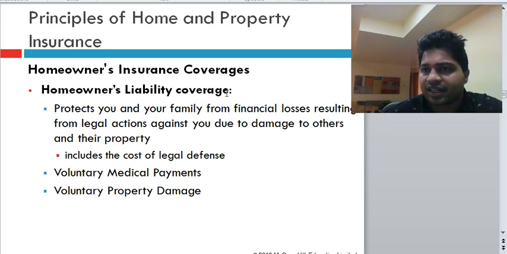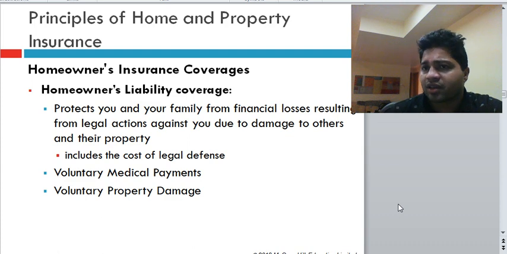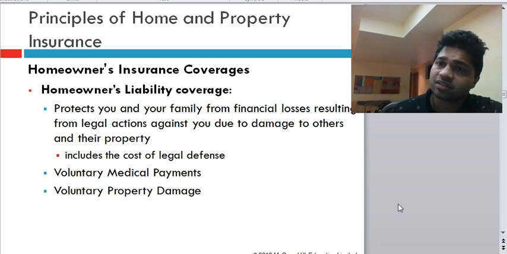And there is homeowners liability cover. It covers liability or harm that your house or your premises can cause to someone else. If someone comes to your premises and any harm is caused, you are liable for that. It protects you and your family from financial loss resulting from legal actions due to damage caused to others and their property. It includes the cost of legal defense, voluntary medical payments, and voluntary property damage. For example, if because of your negligence a fire is caused in your house, and because of that fire a neighbor's house is burned down, then you are liable for that cost because it was caused by your negligence. In such a situation, homeowners liability insurance helps.